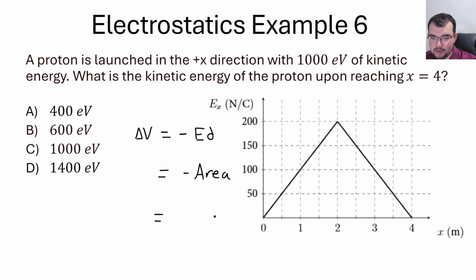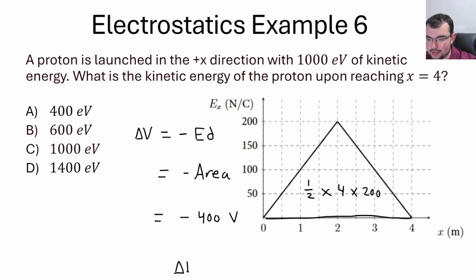So what's the area? Well, this is just a triangle, so it's 1/2 times base, which is 4, times the height, which is 200. So that's half of 800, which is 400. So this means that the electric potential decreased by 400 volts.